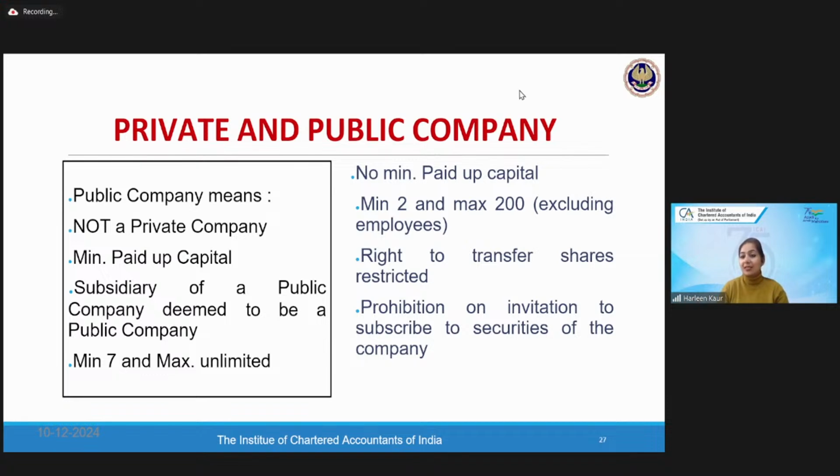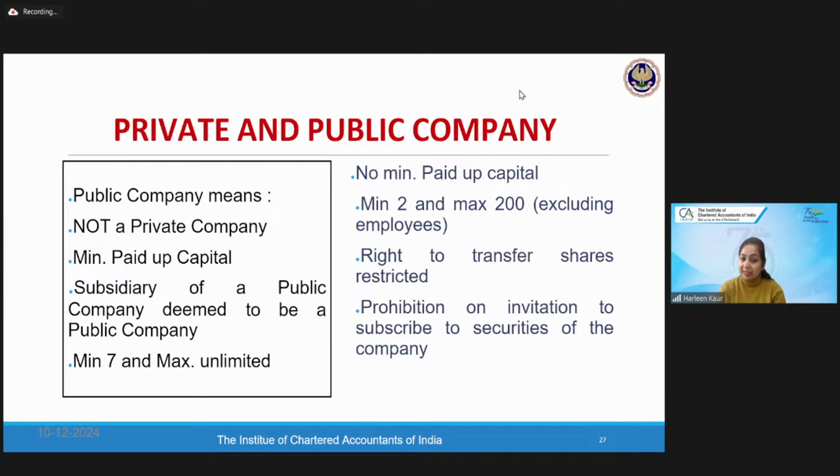Yes, Gauri, you want to ask something? Ma'am, what is the difference between government company and public company? Okay, we'll be doing government company in a while, then I'll explain. As of now, just understand what is public and what is private. Okay, ma'am. Thank you.